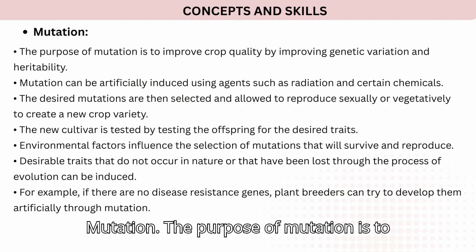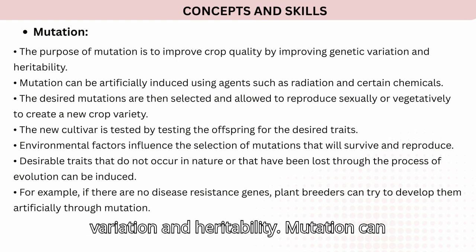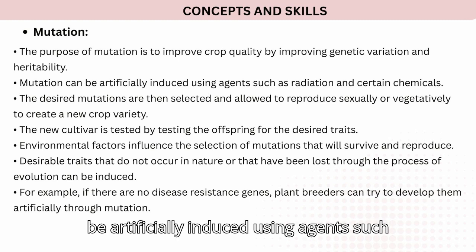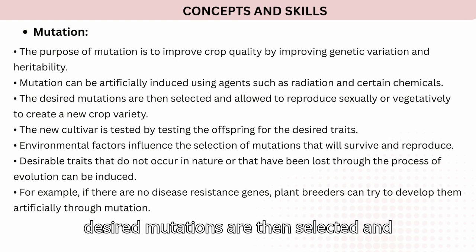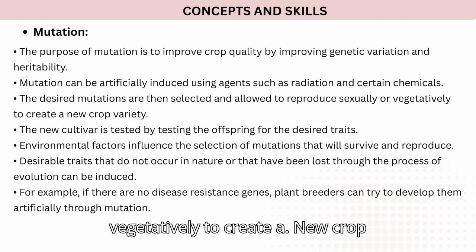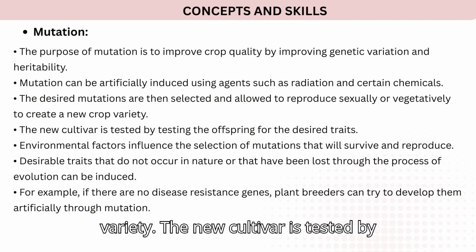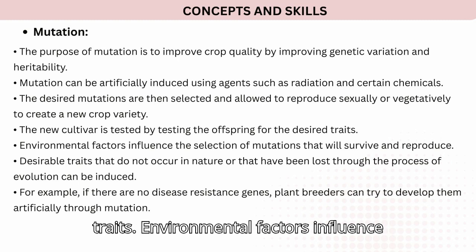Mutation. The purpose of mutation is to improve crop quality by improving genetic variation and heritability. Mutation can be artificially induced using agents such as radiation and certain chemicals. The desired mutations are then selected and allowed to reproduce sexually or vegetatively to create a new crop variety. The new cultivar is tested by testing the offspring for the desired traits.